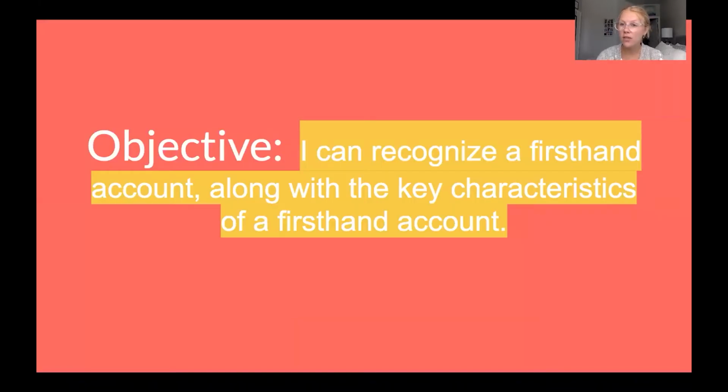Let's begin by going over today's objective. Our objective is I can recognize a firsthand account along with the key characteristics of a firsthand account. So today we're going to be learning all about what exactly a firsthand account is and how we as readers can identify characteristics of a firsthand account. What I want you to do right now is take a moment to read the objective out loud or in your head and really focus on what we will be learning today throughout our lesson.